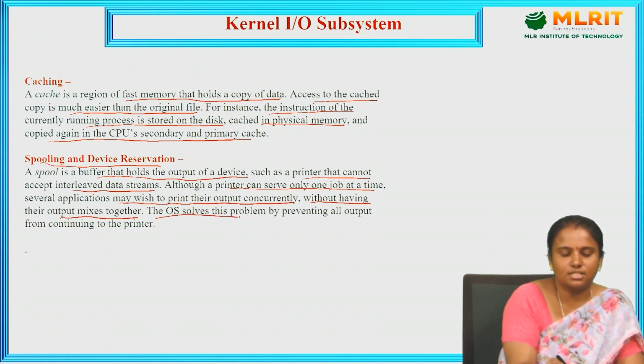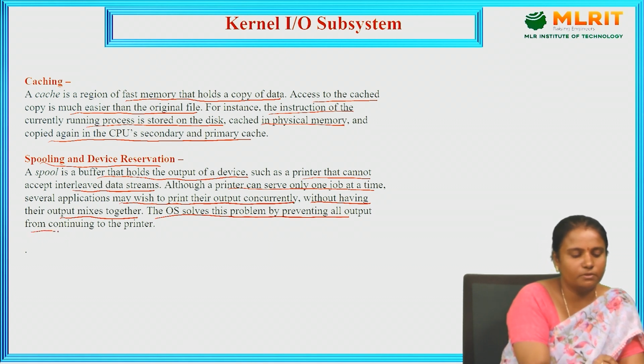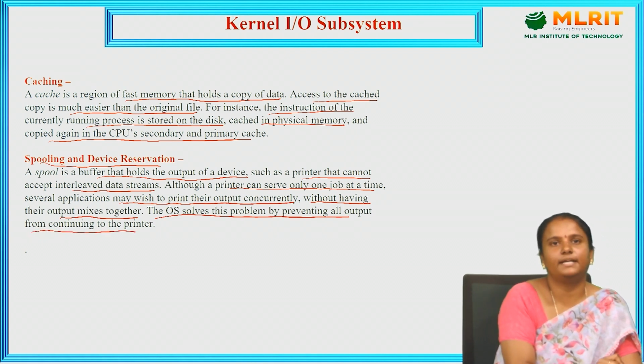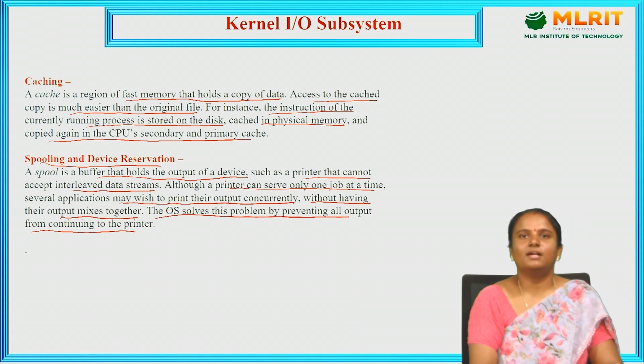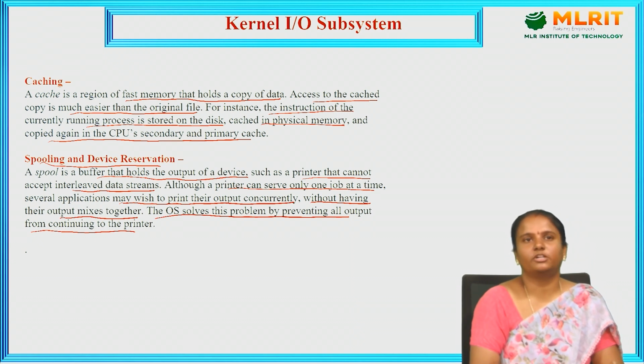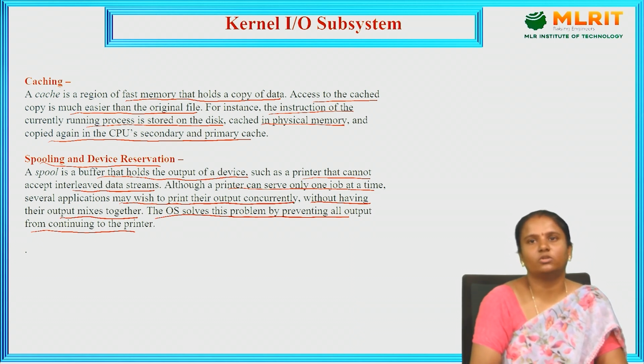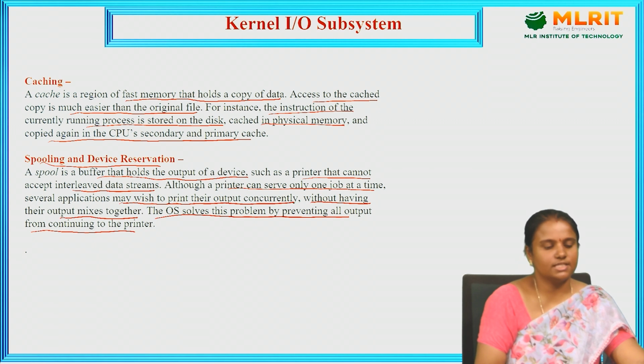The operating system solves this problem by intercepting all output going to the printer, so that all output operations are preserved and continued to the printer one at a time. This is what spooling and device reservation is about.